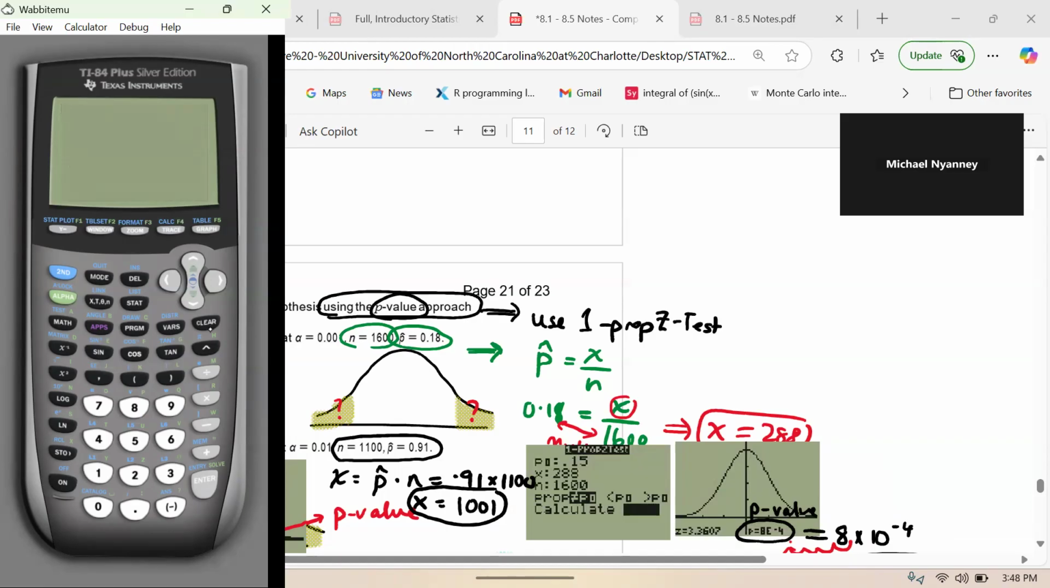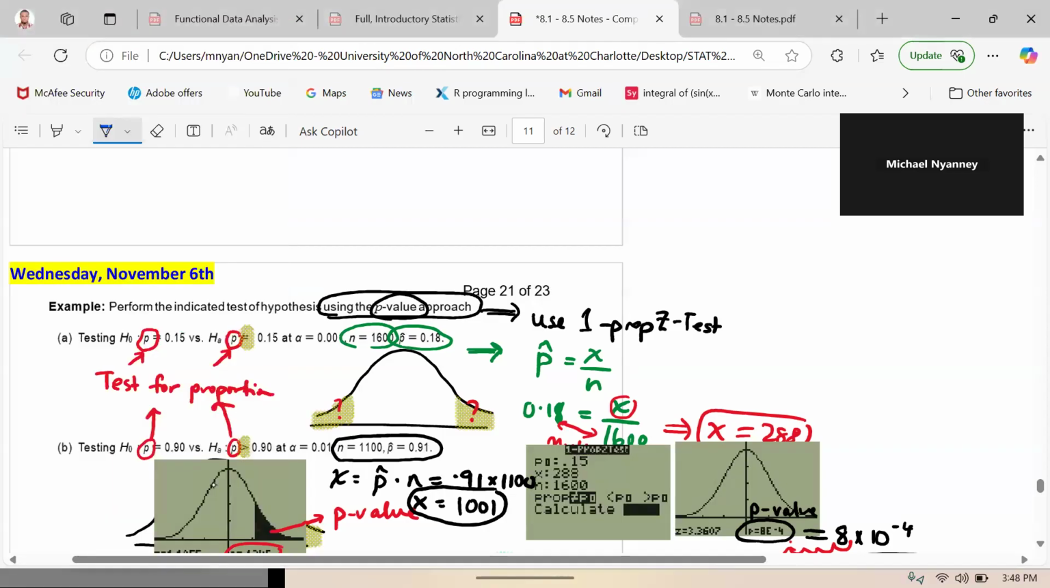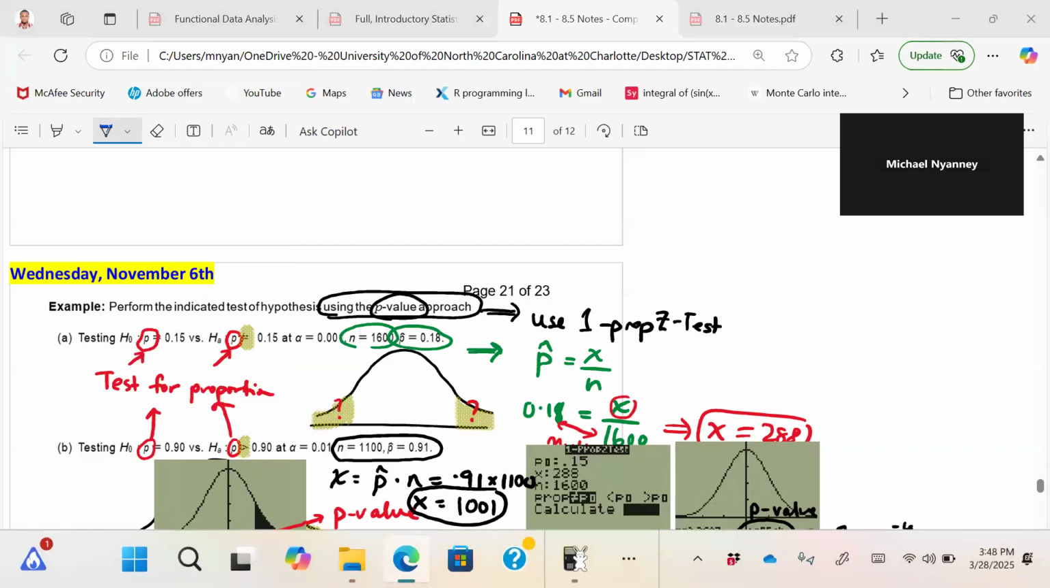If you hit on stats and you go to tests, all the tests that you're going to do are here. One proportion z test, that is 5. Hit on it, it asks you p naught. The p naught is what you actually hypothesize. And the x is the number of what you're interested in from the sample out of your n. If you have x over n, that gives you your p hat. So in this question, we have our p naught to be 0.15.